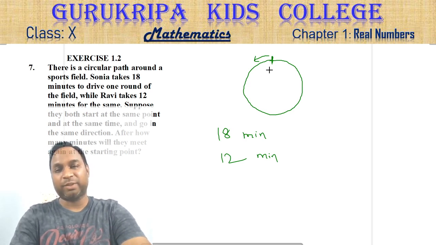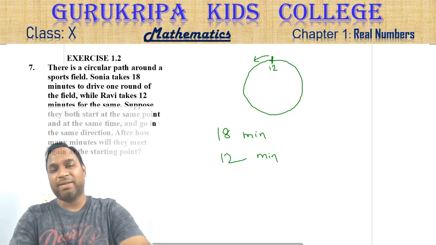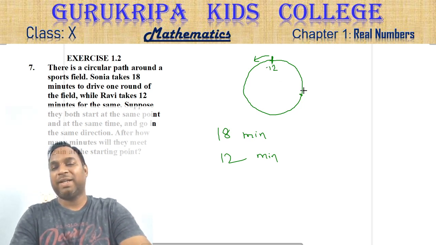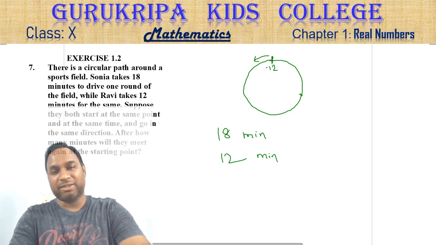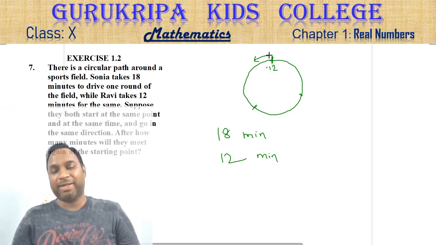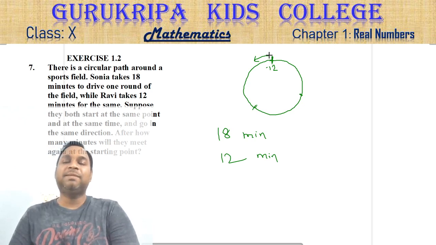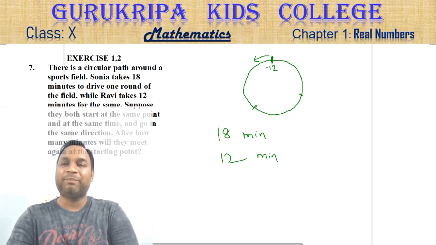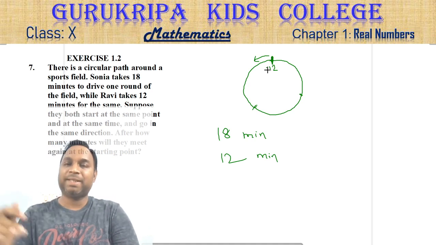So what will happen after 12 minutes? Rahul will be here. Sonia will be somewhere behind. After 24 minutes, Rahul will have completed 2 rounds. Sonia will have completed 1 round and then she will be lagging behind somewhere here maybe. After the 3rd round in 36 minutes, Rahul will complete and Sonia will be somewhere behind. So what do we need to find? They both are meeting at the same place.